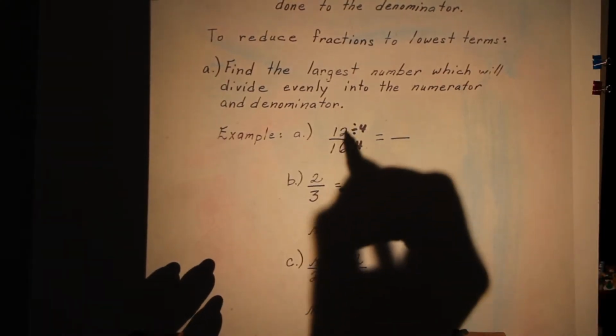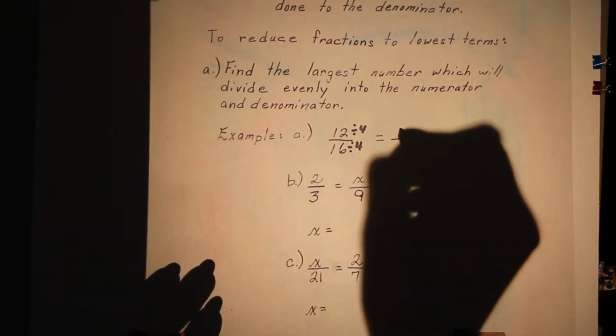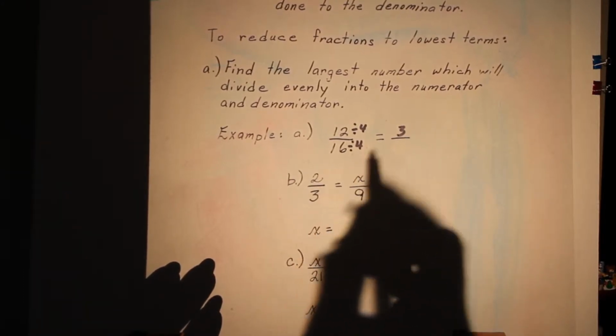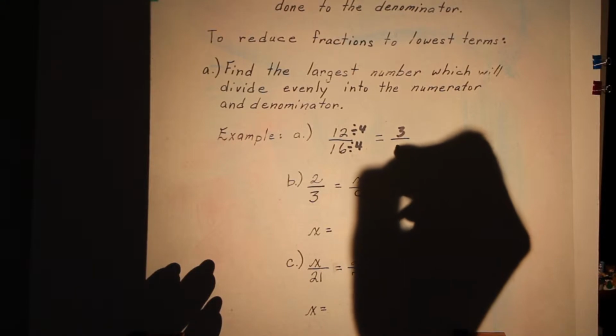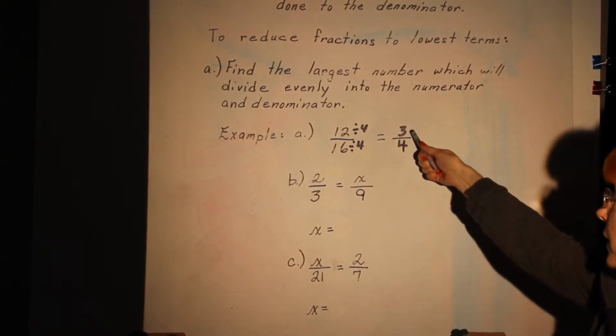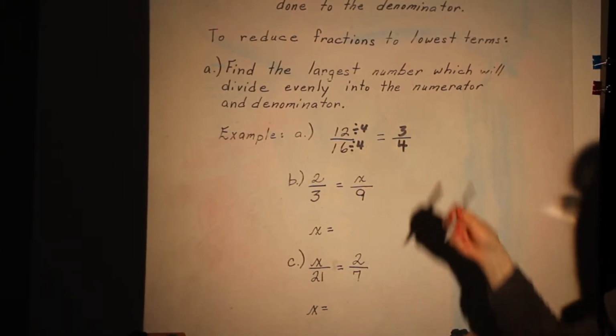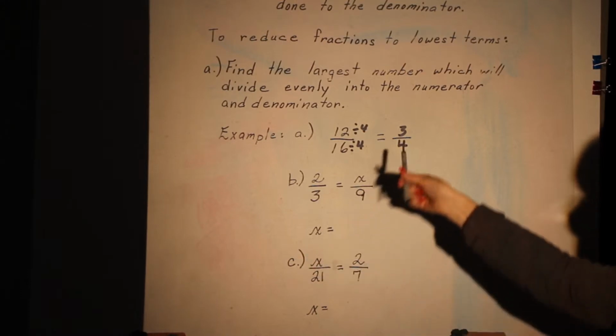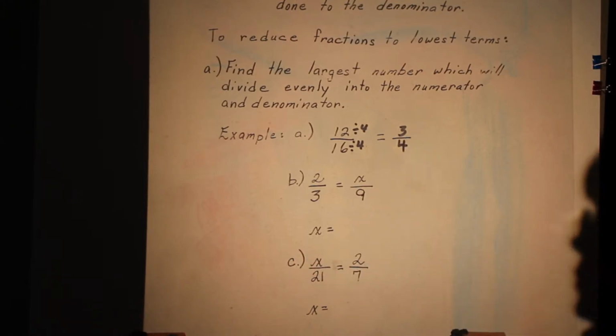So if I divide 12 by 4, I will end up with 3. If I have 16 divided by 4, I will end up with 4. The only number that will divide evenly into 3 and 4 is 1. So there's no point in doing that, so you end up with 3/4 as the reduced fraction.